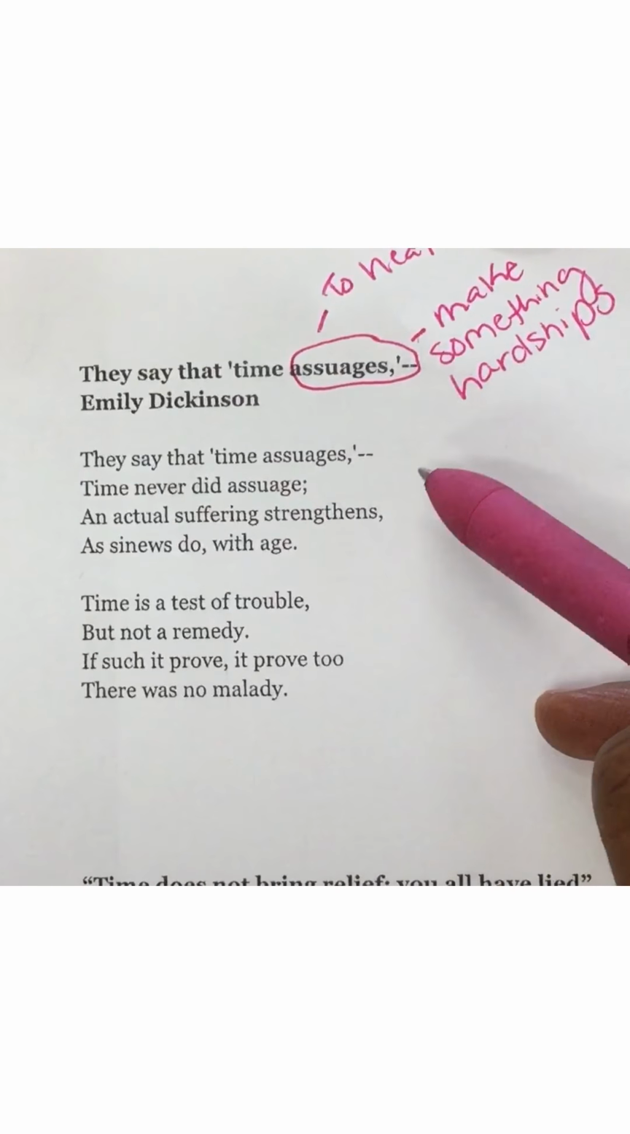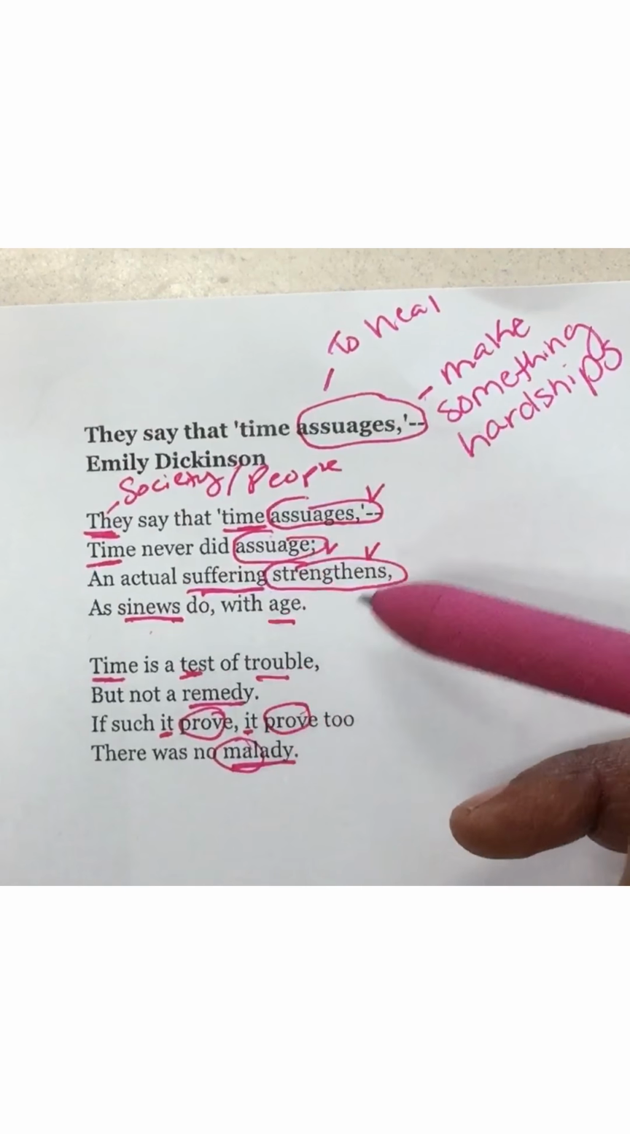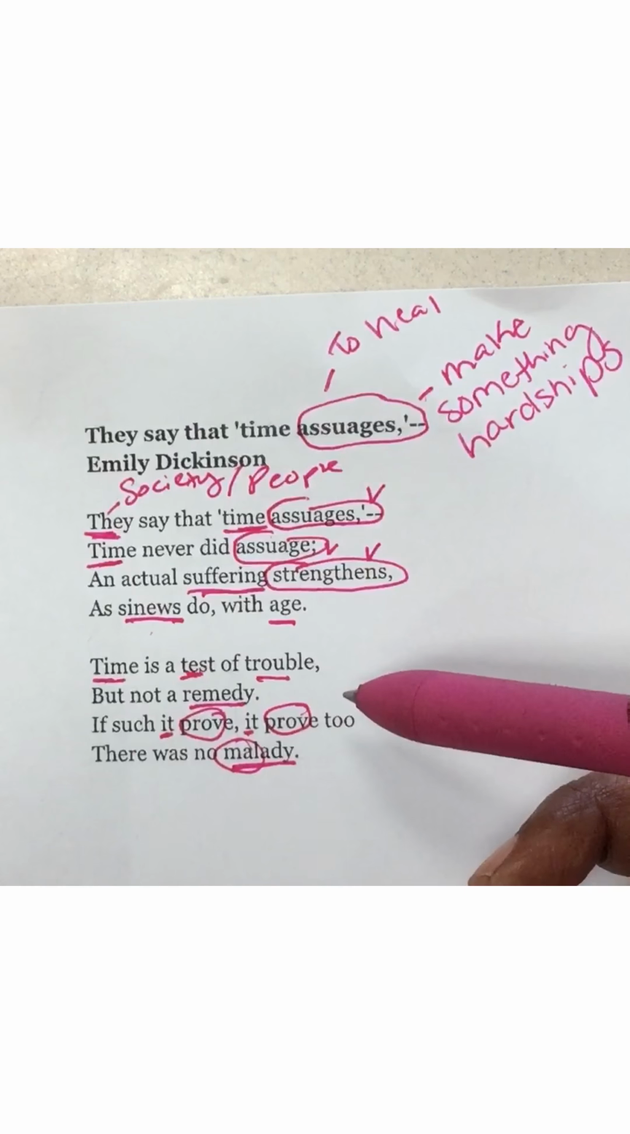So the words that stick out to me are time, suffering, sinews, age, time, remedy, and malady. Okay, so we have our nouns. So what we're going to do now is look at the verbs. So what does time do? Assuages, which we already defined. So we have our verb. Actual suffering's a noun, but it strengthens is a verb. Sinews, okay, it's not actually doing anything. Time is a test of trouble, remedy, and then prove, okay? So we've done step one, and then step two, we don't have a lot of adjectives describing time, but we have a lot of verbs. So we jump to step three.